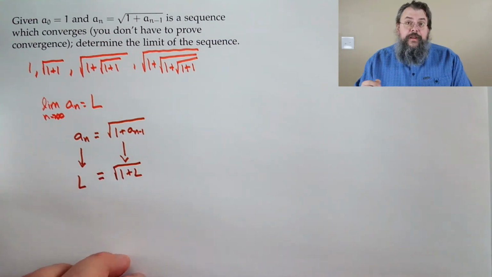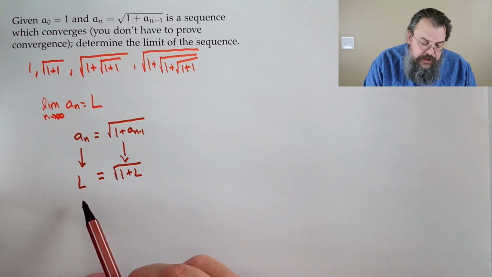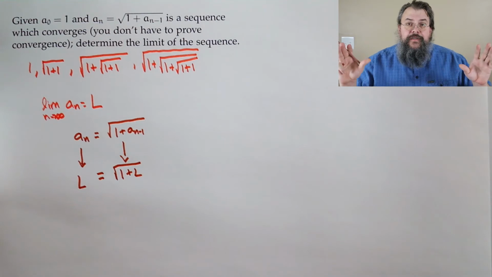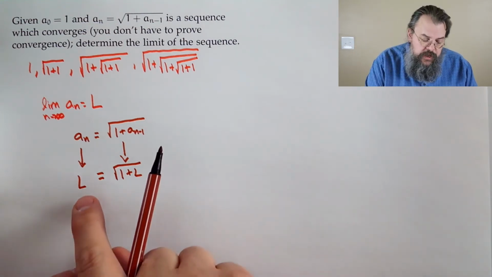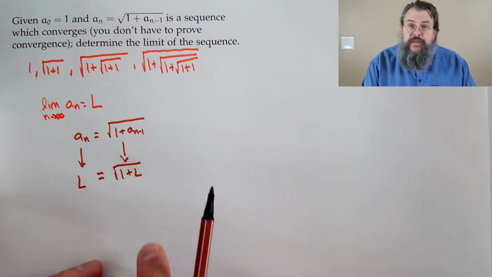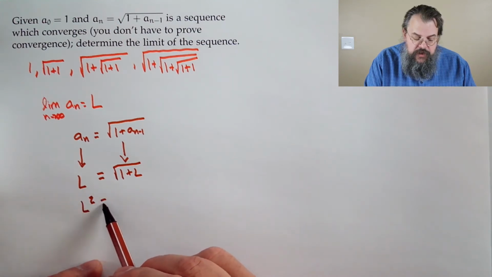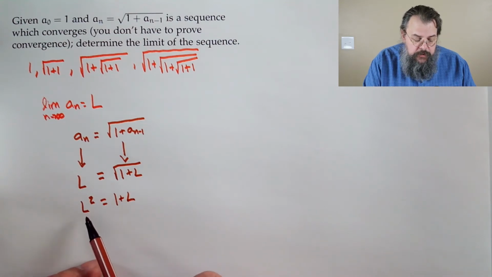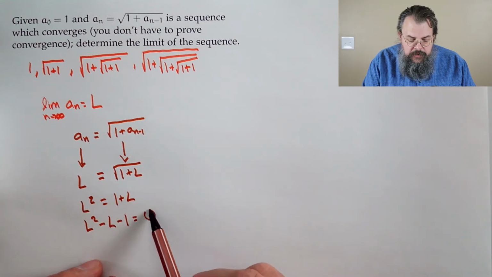So whatever the limit is, it has to satisfy that that value is the square root of 1 plus itself. And now it's like, okay, great. I don't even have to worry about sequences anymore. This is now an algebra problem. The question becomes, which number is equal to the square root of 1 plus itself? Well, okay, so we square both sides because I don't like dealing with square roots. L squared equals 1 plus L. And then we say what? Well, let's put everything over. L squared minus L minus 1 equals 0.